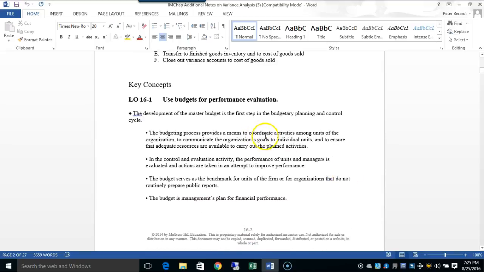So moving along, the key concept is the use of budgets for performance evaluation. We learned about the master budget. We learned about financial and cash budgets and so on. The budget serves as a benchmark for units of the firm or for organizations that do not routinely prepare public reports. The budget is management's plan for financial performance.